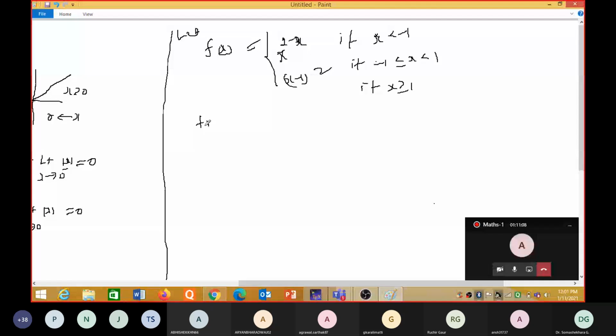Okay, my question is this one now. Find the limit as x tends to minus 1 of f of x, and the limit as x tends to plus 1.